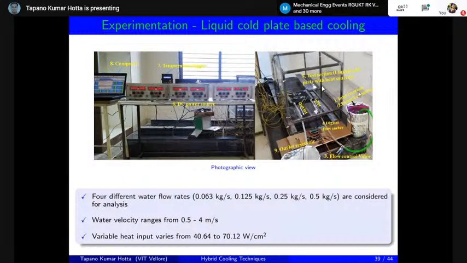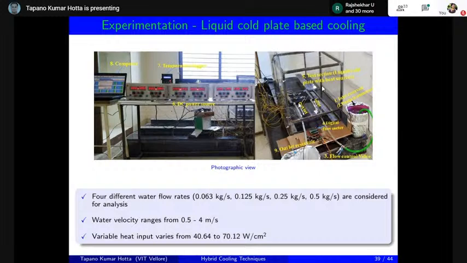It has different components. Like you can see, you have an inlet reservoir, because you need to supply the water to the liquid cold plate. Then there will be a pump, because this will pump the water. You need to control the flow, so there will be a flow control valve. There is a digital flow meter. This will tell you how much flow has been supplied to the liquid cold plate. Then there is a test section. I think this is not clearly visible.